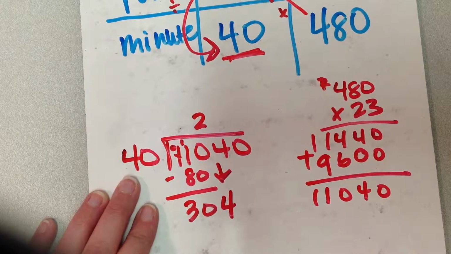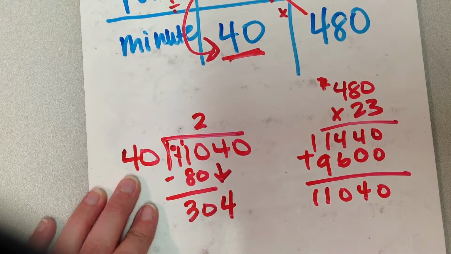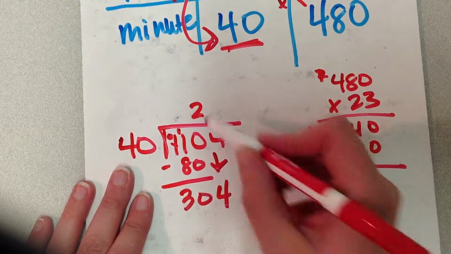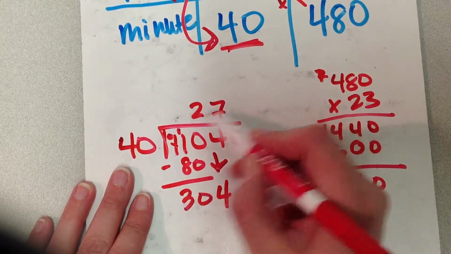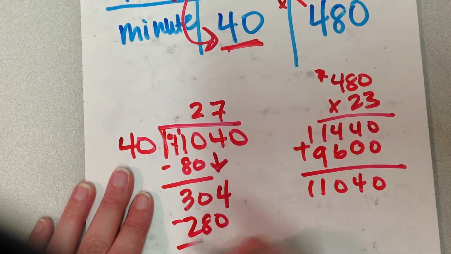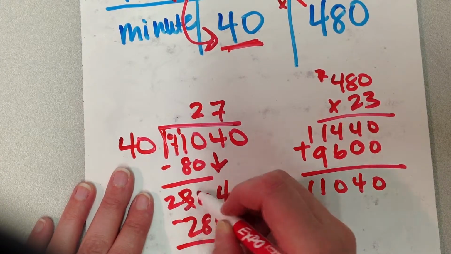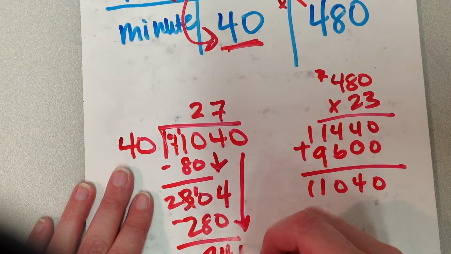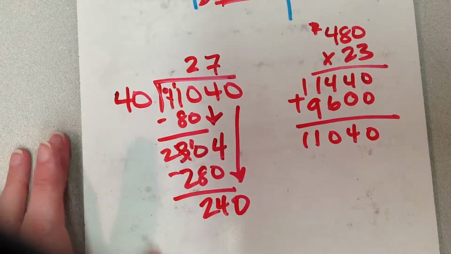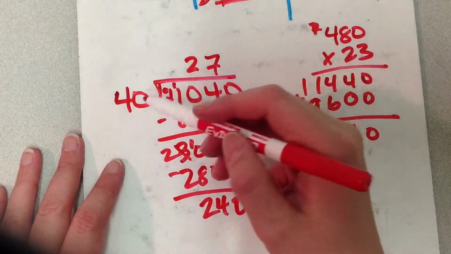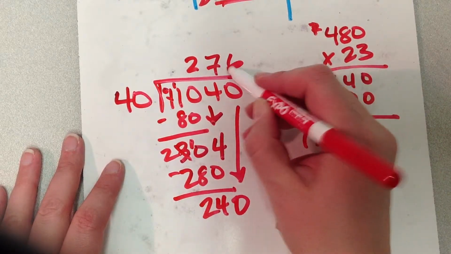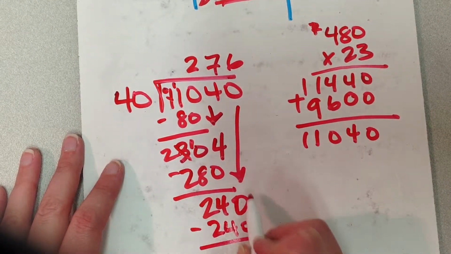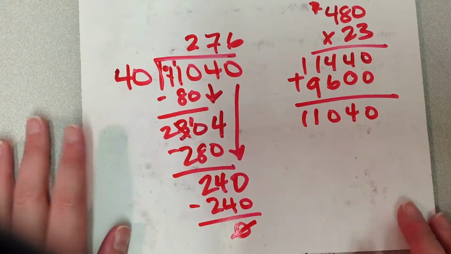Oh, it's another big one. 304, 40 divided into 304, I'm going to try 7 because I think that'll get me 280, right? I think that's the closest that I can get. Look at that. I had 24 left over and I drop in that final 0. 40 times 6 is going to give me 240. So I have no remainder.